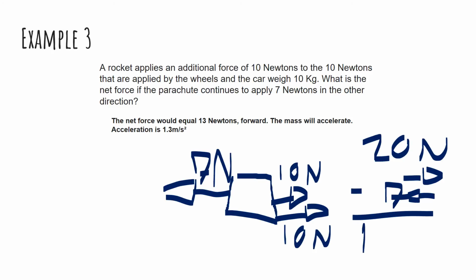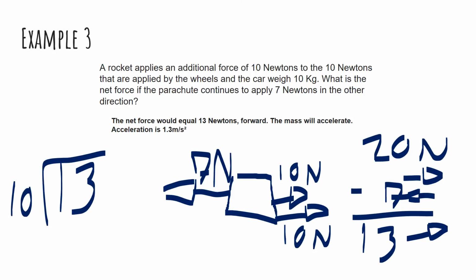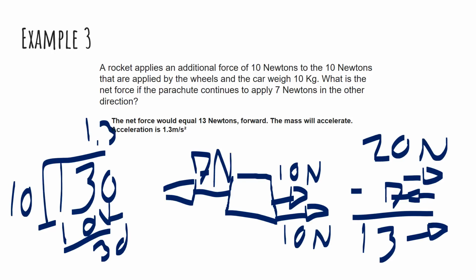You can find this by adding the 2 forces of 10 newtons that are going in the same direction, subtracted by the other 7 newtons that are going in the opposite direction, which will give you 13 newtons. You then divide the 13 newtons by the mass of the car, which will give you your acceleration, which will be 1.3 meters per second squared.